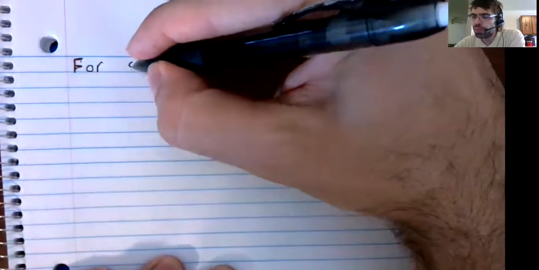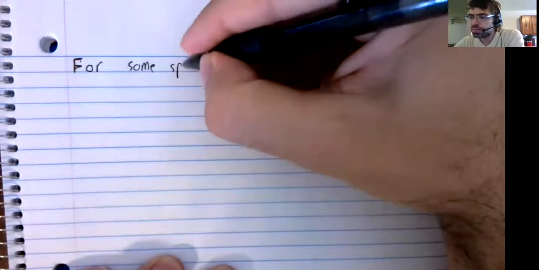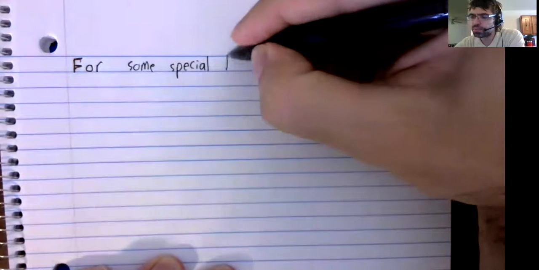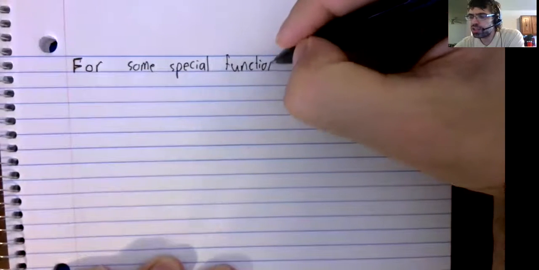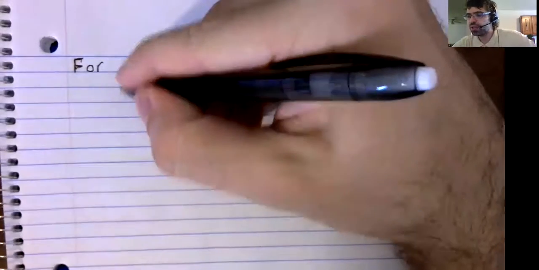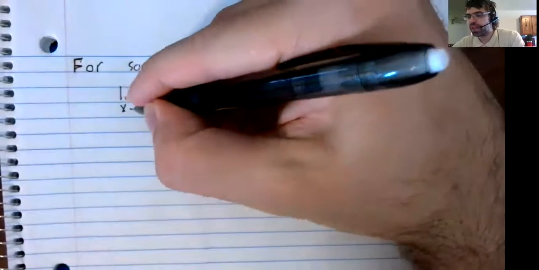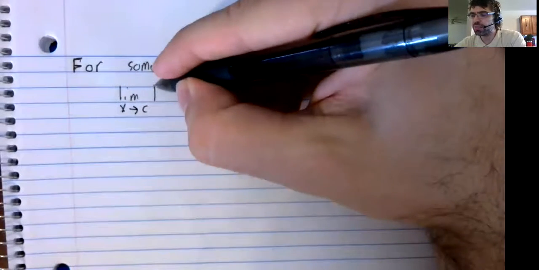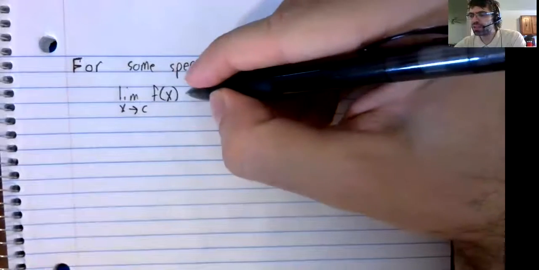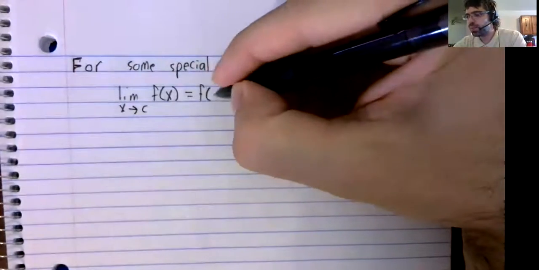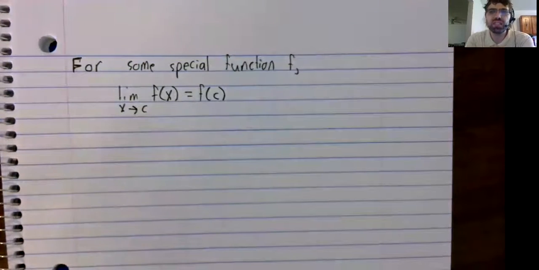Let me get an easier to see marker. They're all going to have the form: for some special function f, the limit as x approaches c of f of x equals f of c.